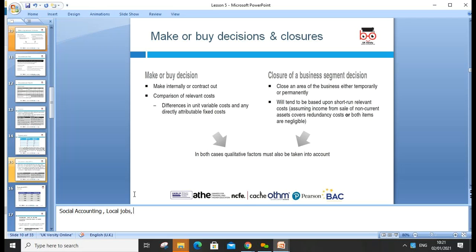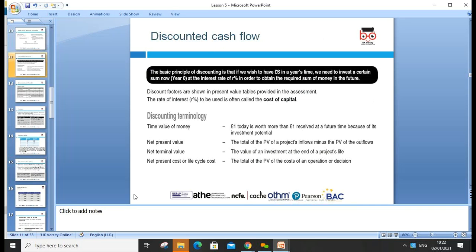So make internally or contract out. Comparison of relevant cost differences in unit variable cost or any directly attributable fixed cost. So that's what we always need to keep in mind. Segmentation: a segment means a small proportion of the business that is different. So we can segment into different periods and different effects that can happen. With all this we can make the decision: either we invest, or we don't.